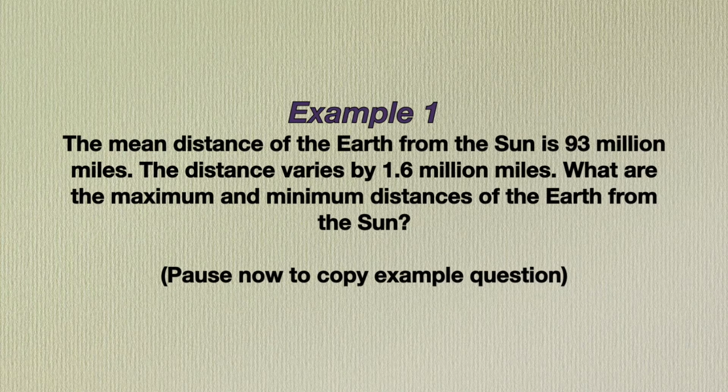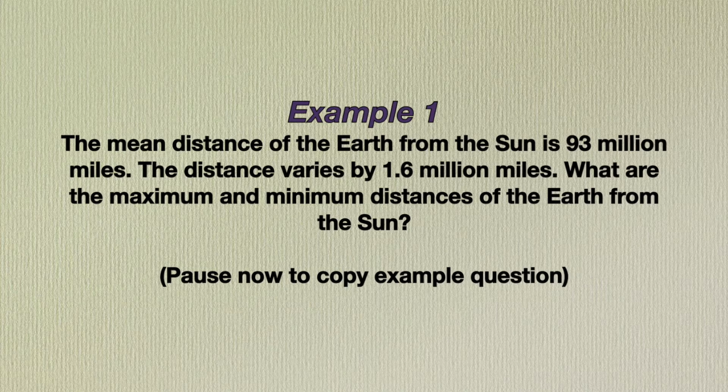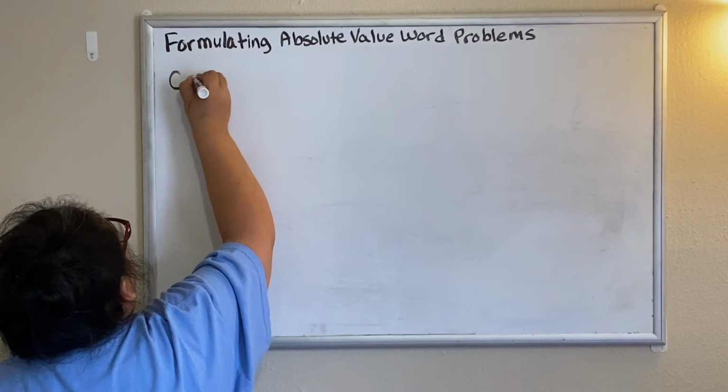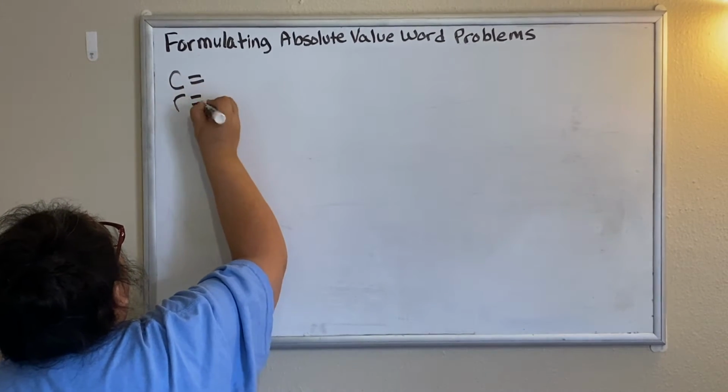Okay, so we're going to take a look at the first word problem. The first word problem says the mean distance of the Earth from the Sun is 93 million miles. The distance varies by 1.6 million miles. What are the maximum and minimum distances of the Earth from the Sun? Okay, so we need to find our central value and our range.